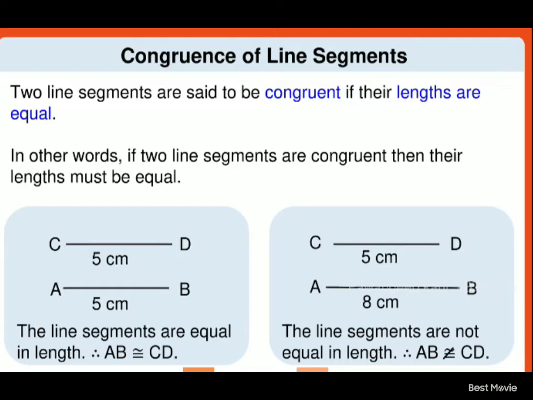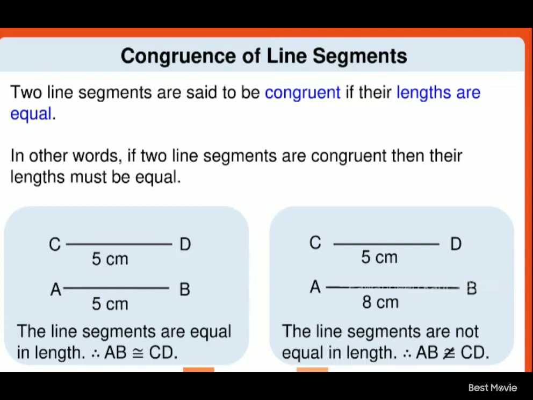On the screen you are able to see two figures, two line segments. In the first one, their length is the same. The measurement of CD is 5 centimeter and AB is also 5 centimeter. So both have equal length, which means the line segments are equal in length and they are congruent to each other. In another one, CD is given as 5 centimeter and AB is given as 8 centimeter. So their lengths are not equal, and we can say they are not congruent to each other.